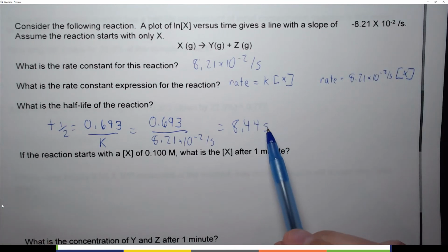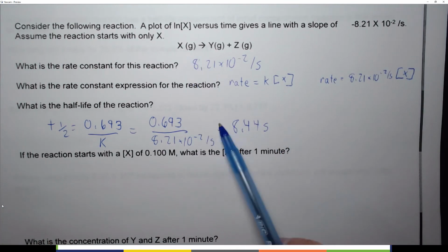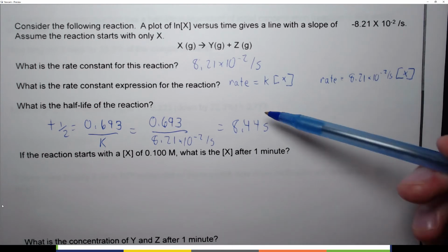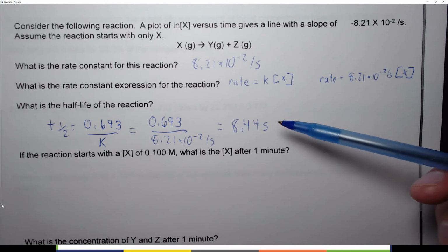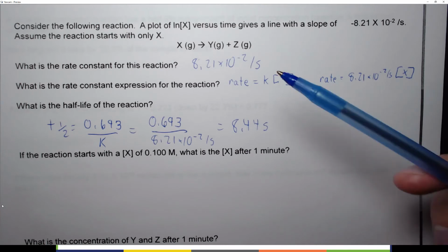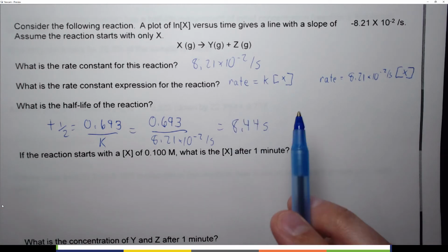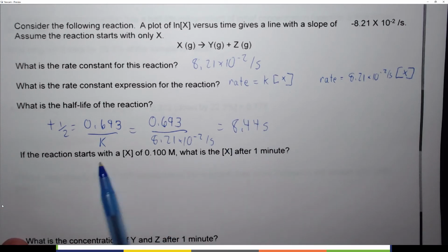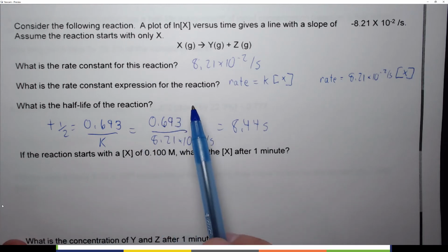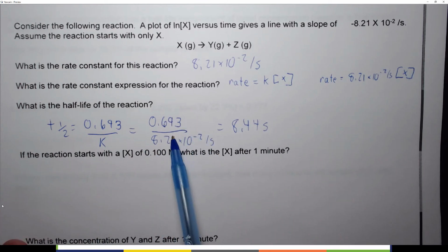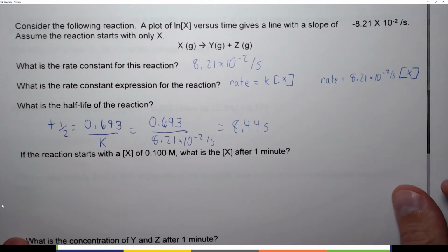That means that half of X will be gone in 8.44 seconds. This is a pretty fast reaction. In another 8.44 seconds, another half will be gone. So essentially you go from 50% to 25%, and then in another 8.4 seconds, you lose another half. That is what the half-life means. But we can calculate it in this way. Note that it is very much dependent on the order of the reaction, so we need to get the right equation from the previous slide, as I showed you.